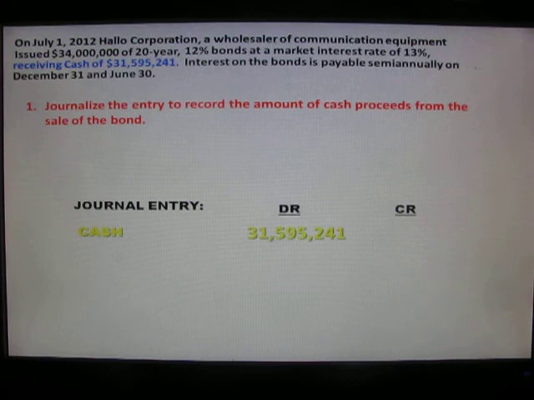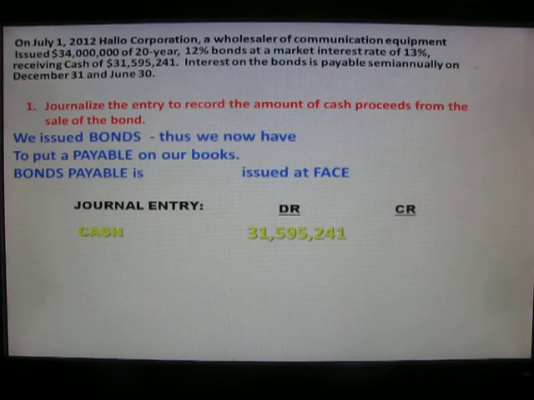If we're receiving cash, cash is debited because our cash is increasing and cash is an asset. Assets are increased with debits. Just a reminder. Okay, let's build the rest of the journal entry. We issued bonds, thus we now have to put a payable on our books. We now owe these investors this money. We're going to pay them interest and then eventually give them back the face amount of the bond.